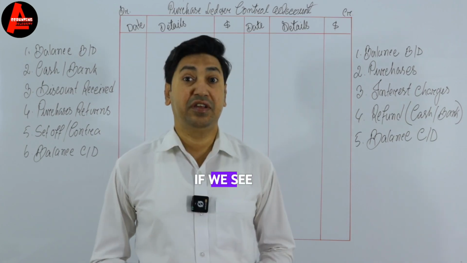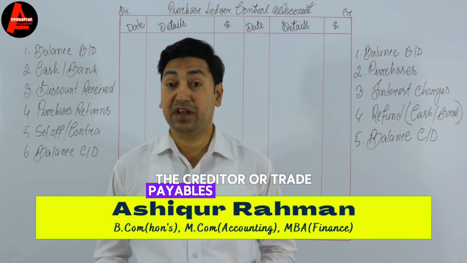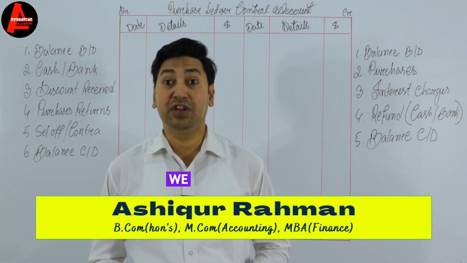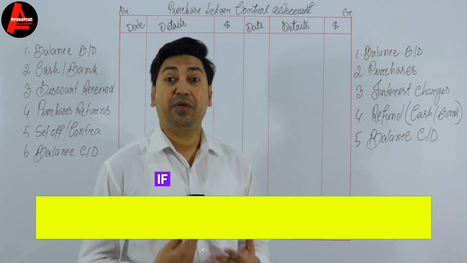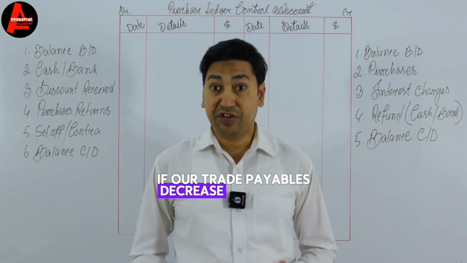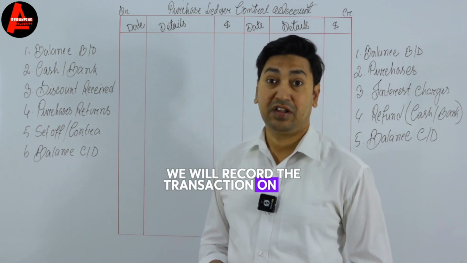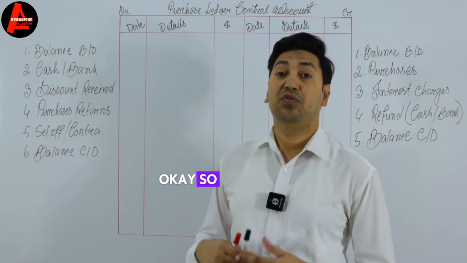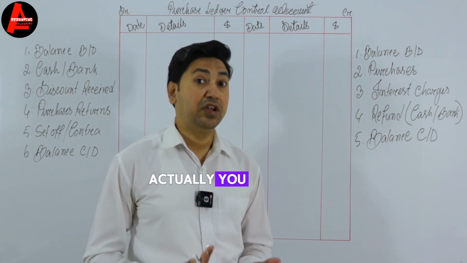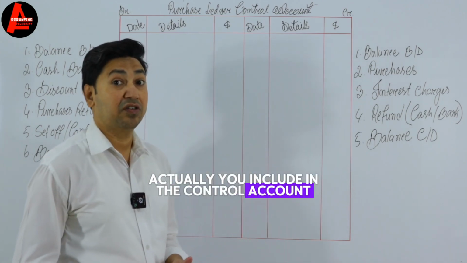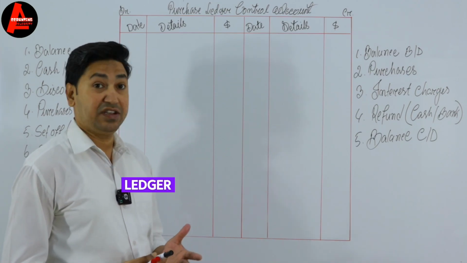Okay, if by making any transaction the creditors or trade payables are increasing, we will record on the credit side. If our trade payables decrease, in this case we will record the transactions on the debit side. So what items do you include in the control account? There are some specific items to record on the purchase ledger control account.